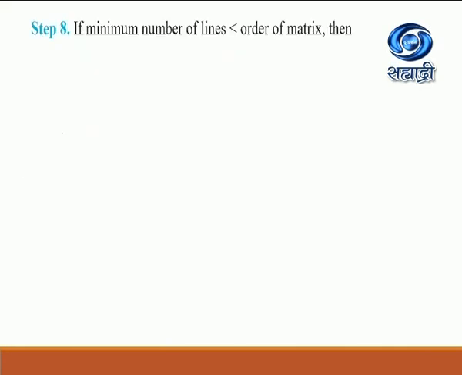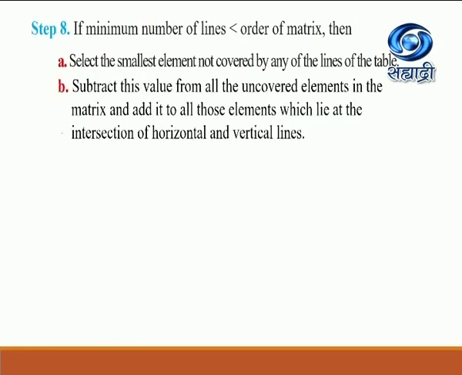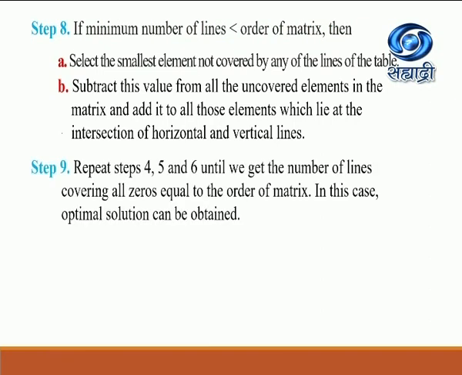If the minimum number of lines is less than the order of the matrix, then select the smallest element not covered by any of the lines of the table. Subtract this value from all the uncovered elements in the matrix and add it to all those elements which lie at the intersection of horizontal and vertical lines. So these are called the rules of zero. We subtract the smallest uncovered element from the uncovered elements, keep the covered elements as they are, and at the intersections, we add that smallest element. Again, you will understand this with a proper example.